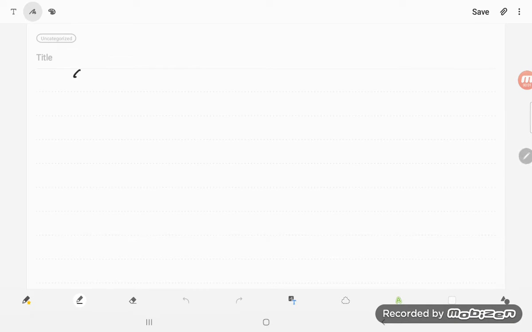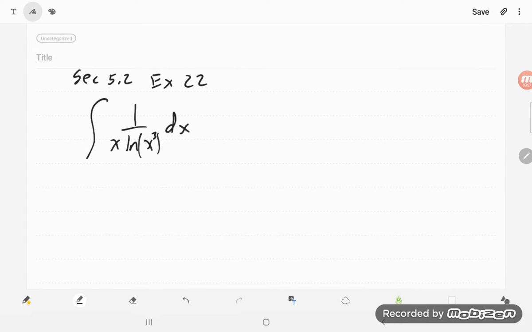All right, so we have section 5.2, exercise 22. And here we want the antiderivative of 1 over x log x, I believe. No, log x cubed. Interesting. Okay, so that's like that, dx.